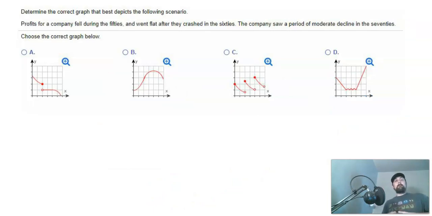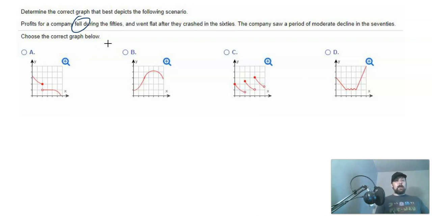Determine the correct graph that best depicts the following scenario. Profits for a company fell during the 50s and went flat after they crashed in the 60s. The company saw a period of moderate decline in the 70s. So the profits fell, went flat after a crash, and then declined some more. So this company is not doing good, right? It's just dropping. So this looks like a word problem, but I really would not go that far in describing this problem. It's giving you a scenario, and really it's all about identifying where is it increasing, where is it decreasing, where is it constant.